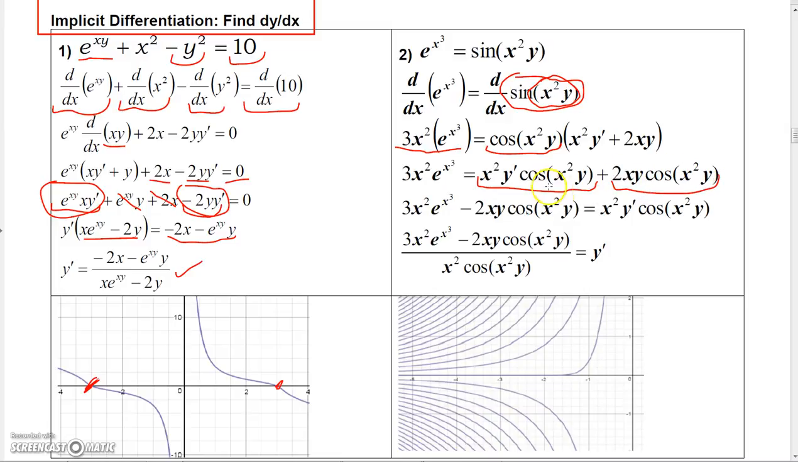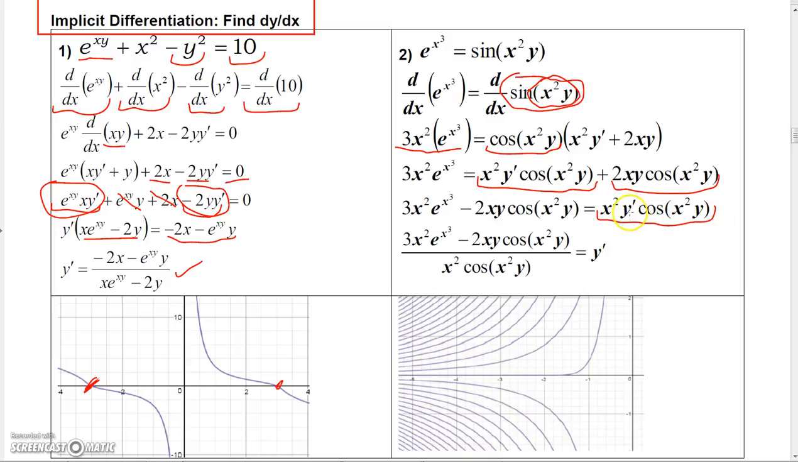Okay, now let's isolate this x squared y prime cosine, because it has the y prime. It's the only term with the y prime. So let's isolate it over here, and then I'll move this term to the left. And so over here I'll get 3x squared e to the x cubed minus 2xy cosine x squared y, and that equals x squared y prime cosine x squared y.